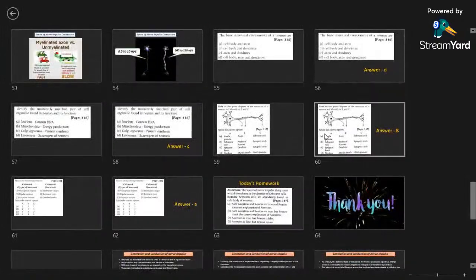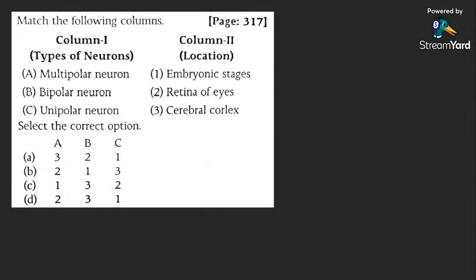Let's come back again. Just tell me the answer for the same. Page number 317, what we have learned right now as well. Unipolar neuron is found in the embryonic stages. Bipolar neuron is found in the retina of the eye. Multipolar neuron is found in the cerebral cortex. So A3, B2 and C1, option A will be the correct answer for this final question.